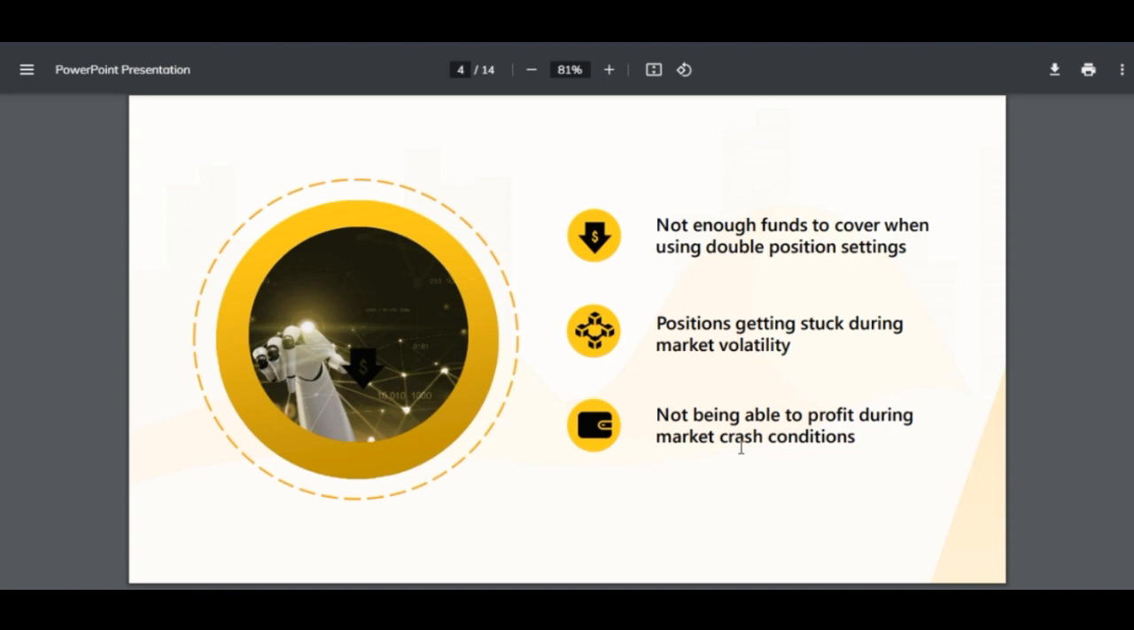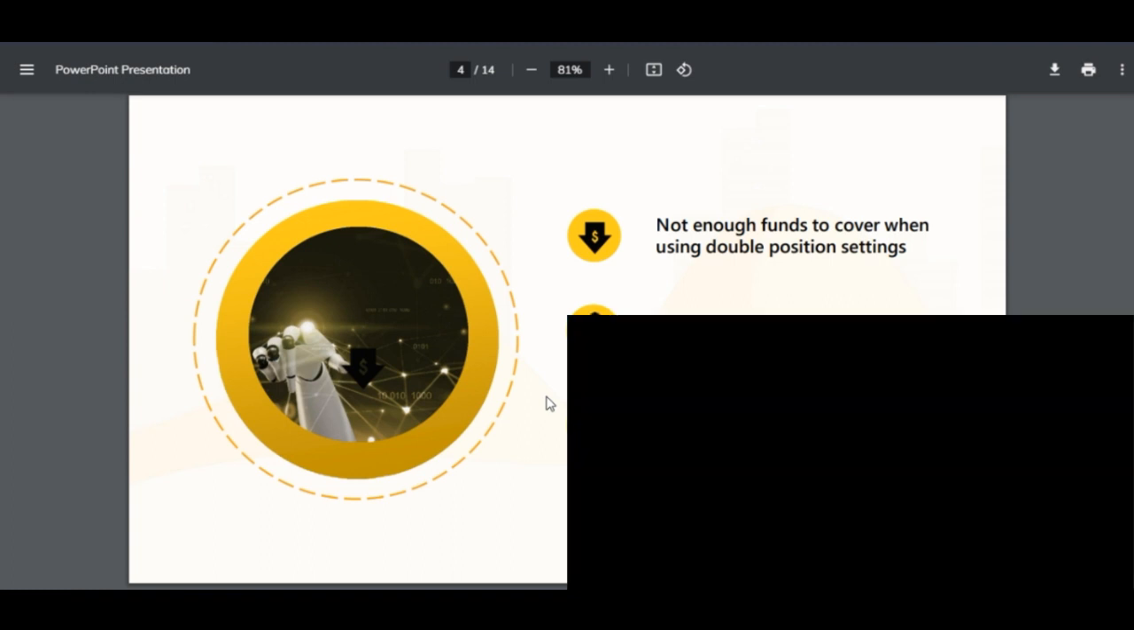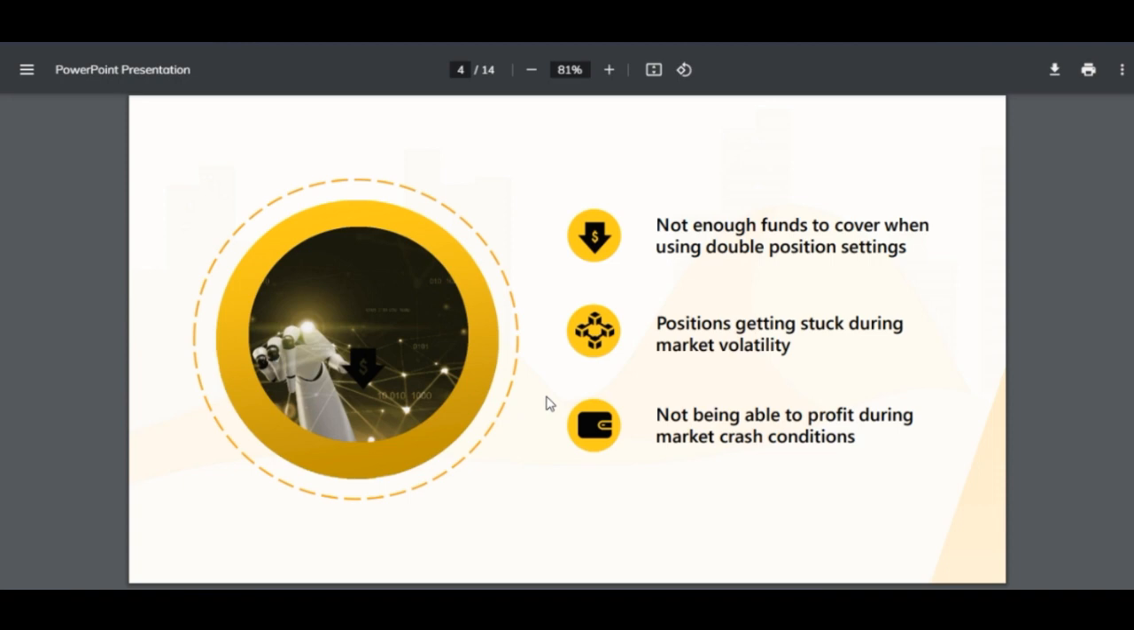So with these new strategies that have been implemented into PrimeBot, this makes it stand out among all other bots that you can see in the market, because it helps you to cover instead of just having your position being stopped like this. This split strategy takes care of all of these issues, and that is what I'll be explaining how to use in this video.